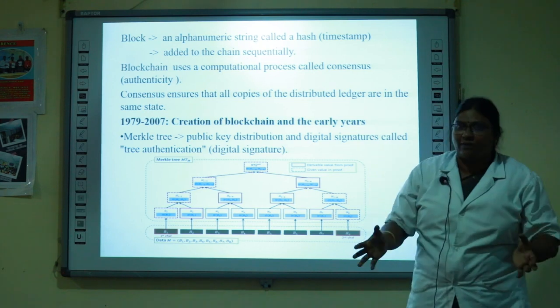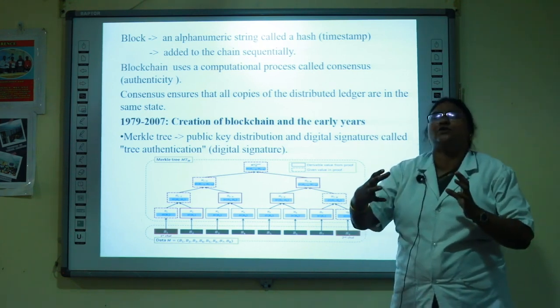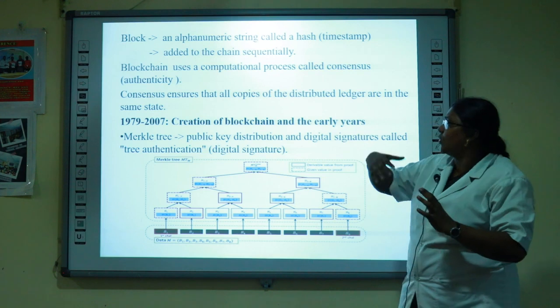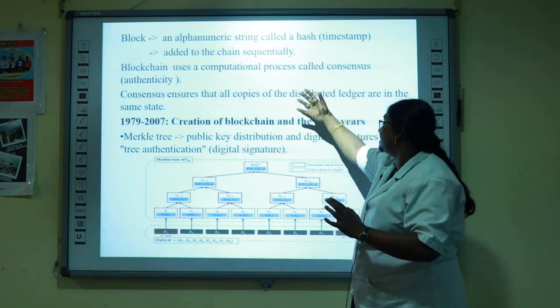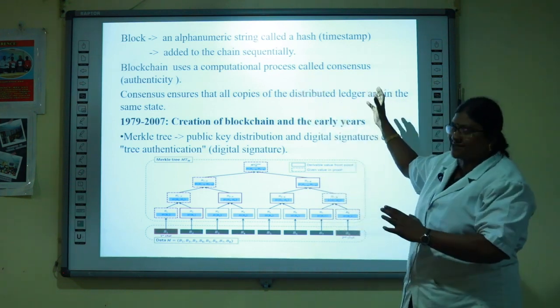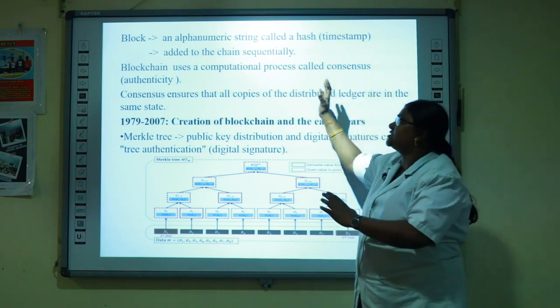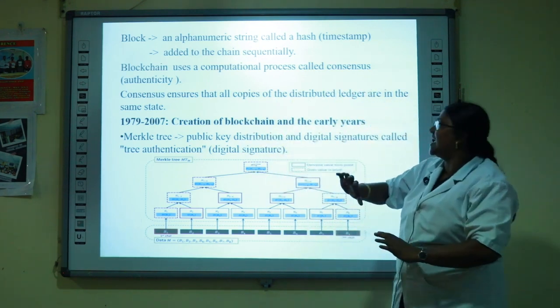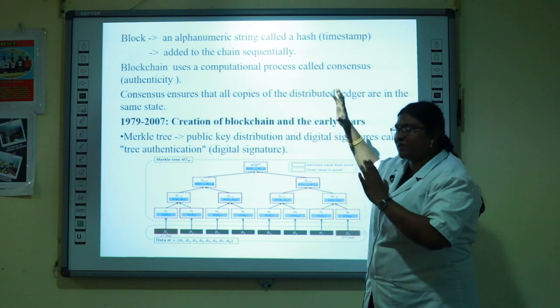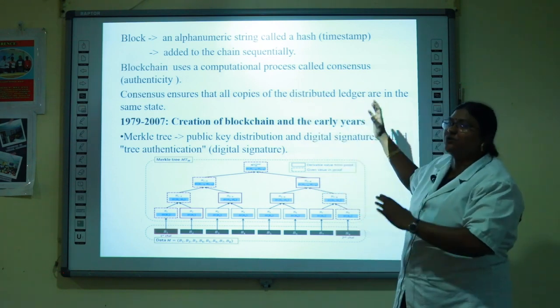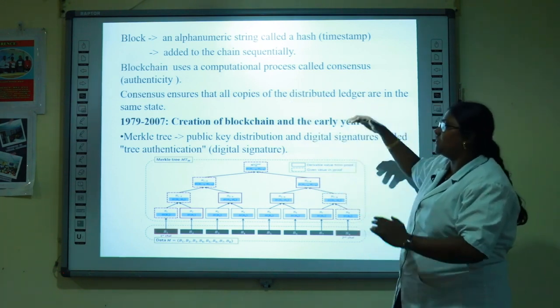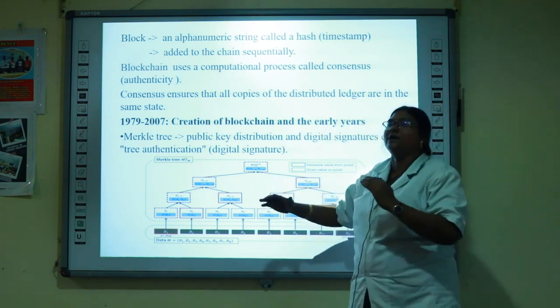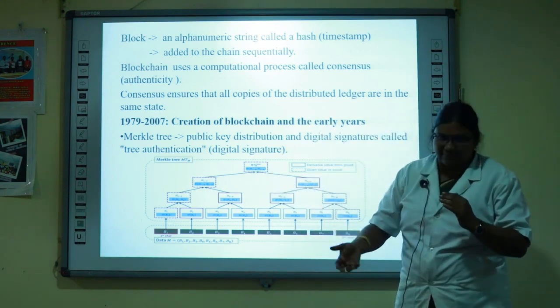Okay, we have created the block. Someone has to authorize it, so we go for a computational process called a consensus mechanism. That is what we use for authentication. After that, copies are maintained in the distributed ledger also. Now we are going to see how the generations of the blockchain took place.